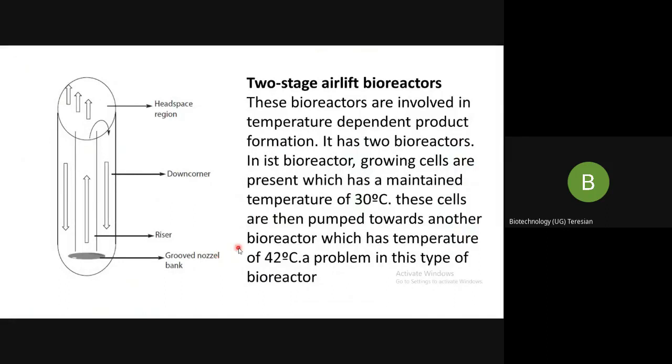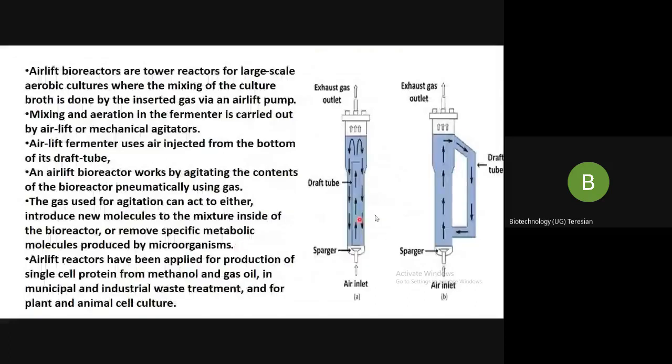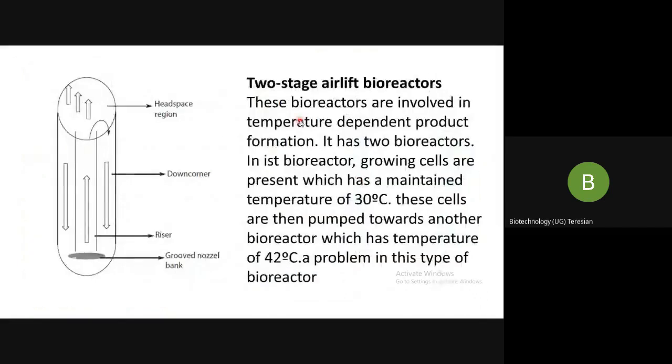So apart from these two fermenters, the external and internal draft, we have one more: the two-stage airlift bioreactors. The picture is not provided here. These bioreactors are used in temperature dependent product formation. So wherever the product requires a different temperature, there it is used.